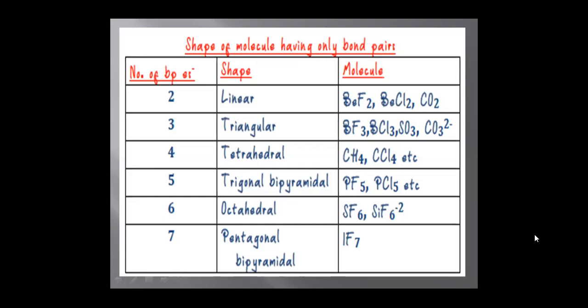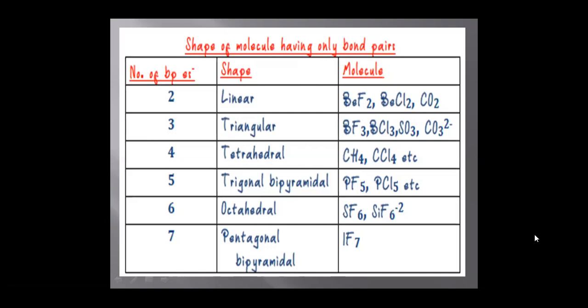If the number of bond pairs is 4, the geometry of the molecule is tetrahedral, for example methane and carbon tetrachloride. If the number of bond pairs is 5, the shape of the molecule is trigonal bipyramidal, for example phosphorus pentachloride. If the number of bond pairs is 6, the shape of the molecule is octahedral, for example sulfur hexafluoride.